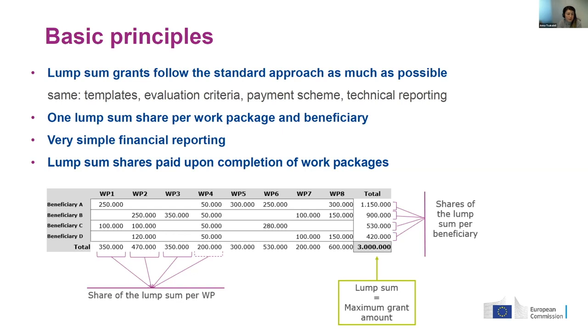But what we have here with lump sums is one lump sum share per work package and per beneficiary. So the financial reporting now becomes much simpler, because what you need to declare is whether a work package is completed or not completed at the end of its reporting period. And as you can see down at the bottom, you see an Excel table. This is basically what you will see if your proposal is selected for funding, and this will be the Annex 2 attached to the grant agreement. Basically, you see a breakdown of the costs per beneficiary and per work package, and at the end, the total maximum grant amount. In the next slide.